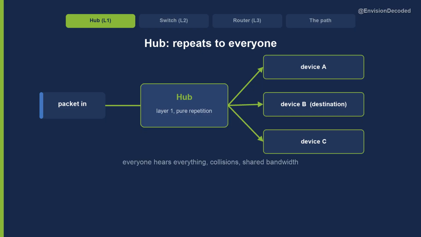Start with the hub, layer 1, the physical layer. A packet arrives on one port and the hub repeats it out of every other port, to everyone, no questions asked. It is pure electrical repetition. Everyone hears everything, collisions everywhere, bandwidth shared by all. That is why hubs are effectively extinct. You will mostly meet them in exam questions.